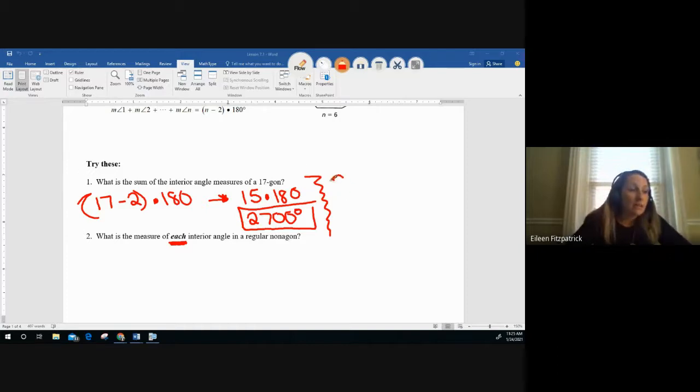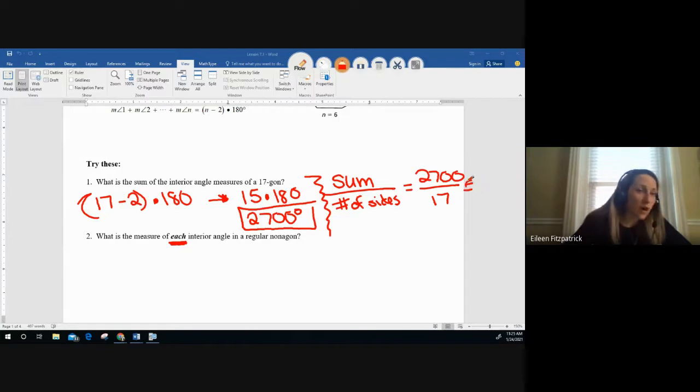So you take the sum and you divide by the number of sides or the number of angles because they're the same. So in this case, you would take 2,700 and divide by 17, and you'd find that each angle is approximately, I'm going to have to round here, 158.82. Okay, so each angle is approximately 158.82 degrees.